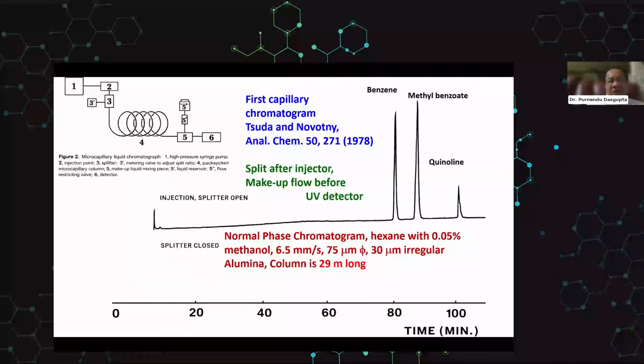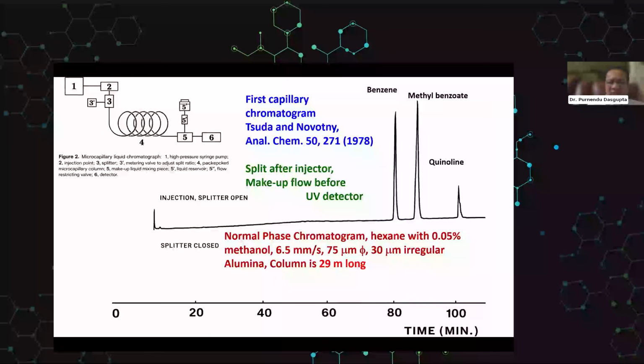So the first capillary chromatogram, these are packed capillaries, came in 1978. Suda and Novotny. This is heritage. The founder of Axcend, Milton Lee, is actually a graduate student of Milos Novotny, and Suda was a postdoc. After he went back to Japan, he made his own name and made many contributions to capillary chromatography.